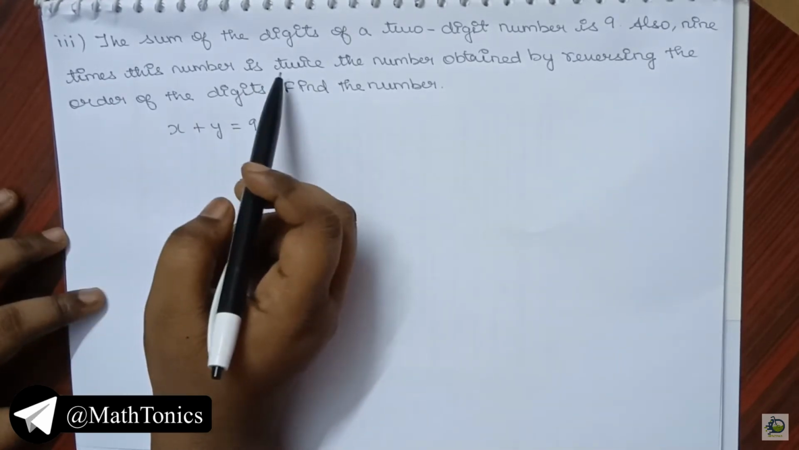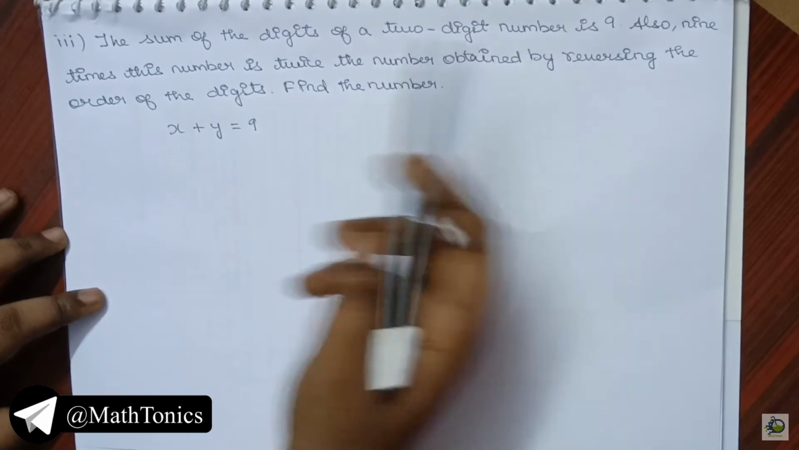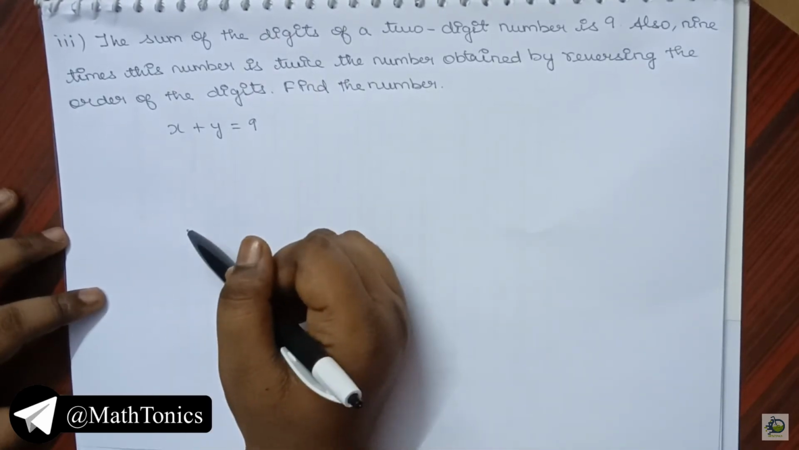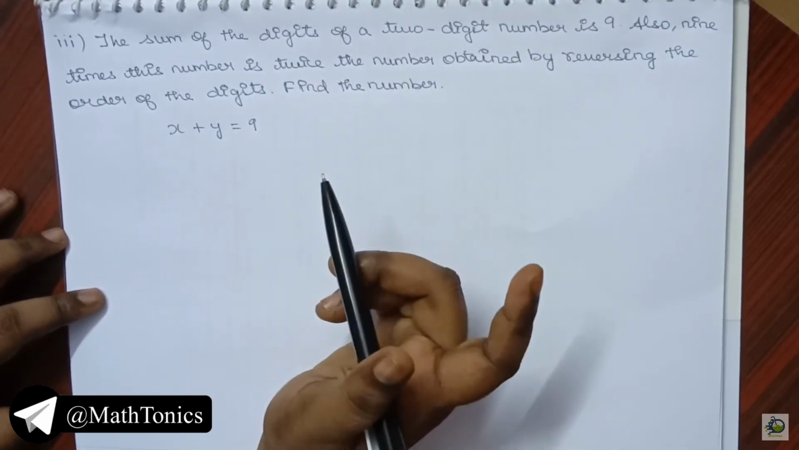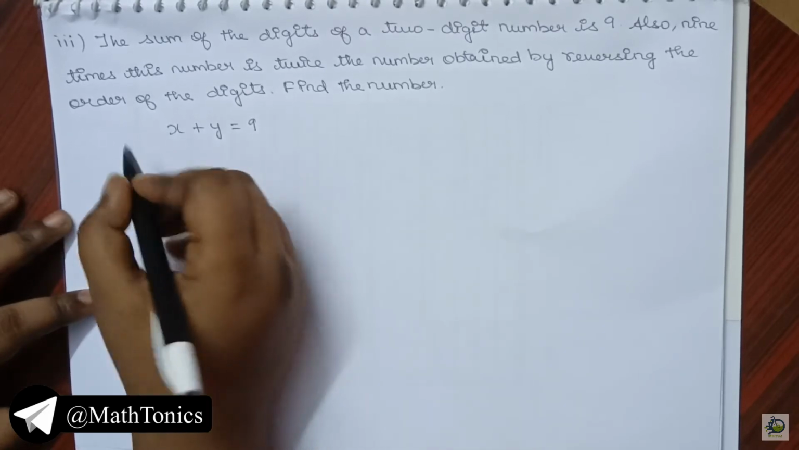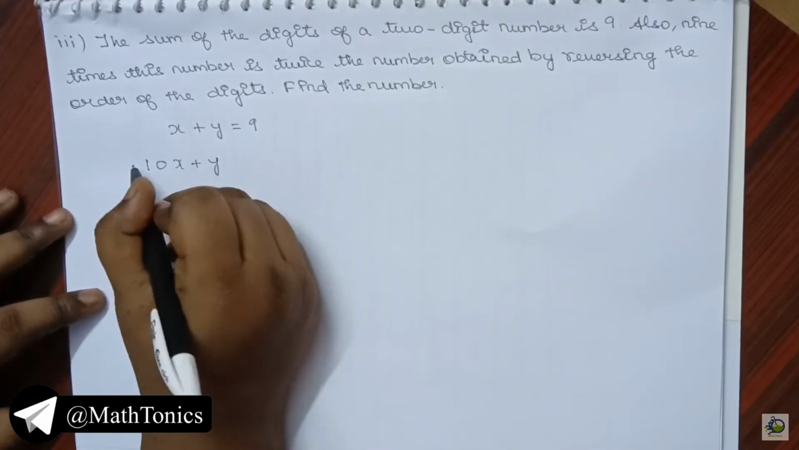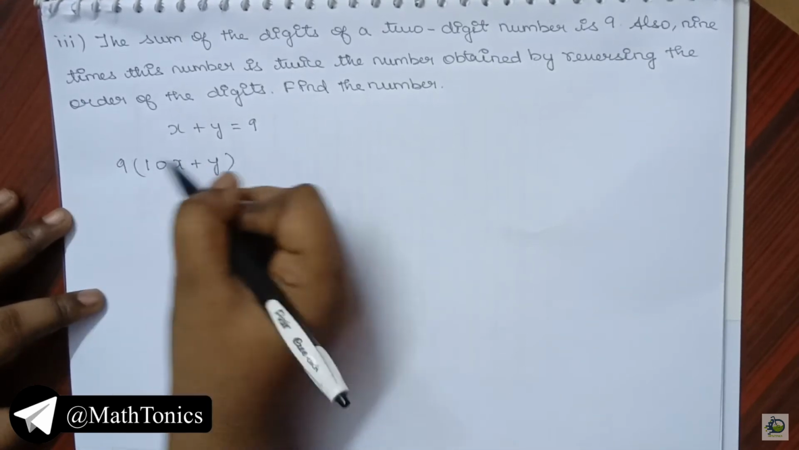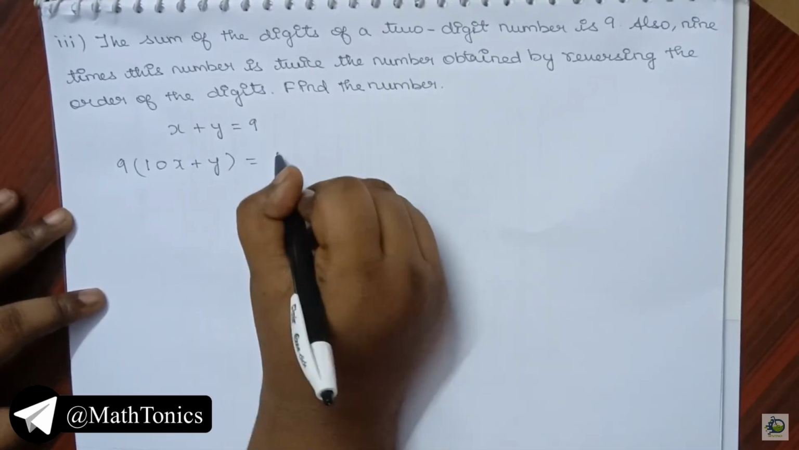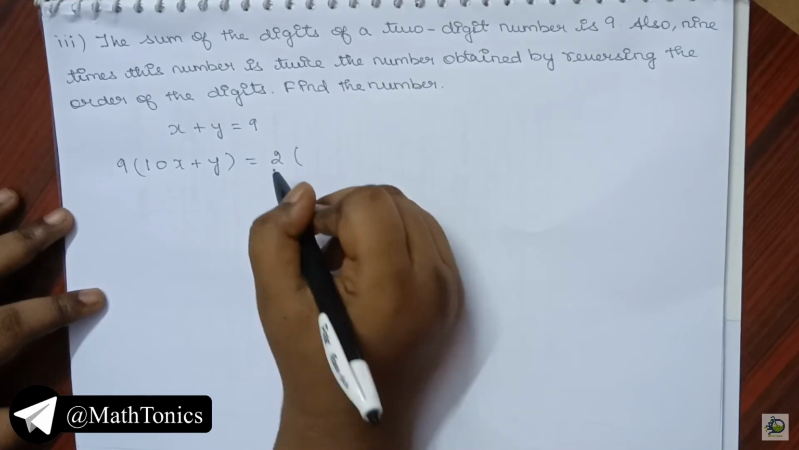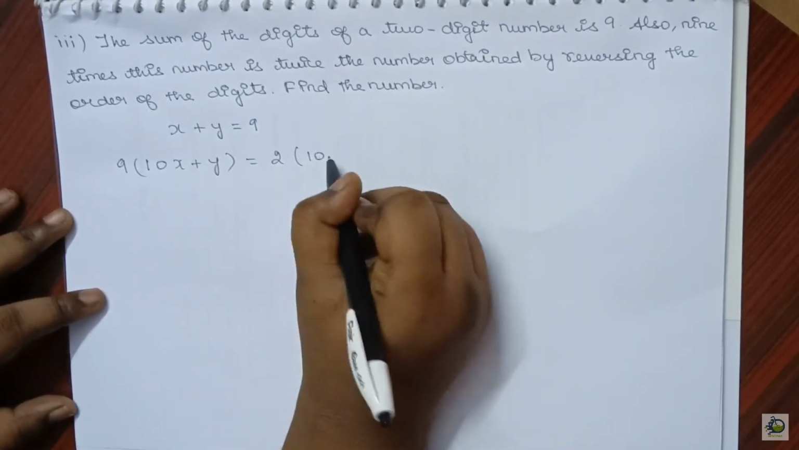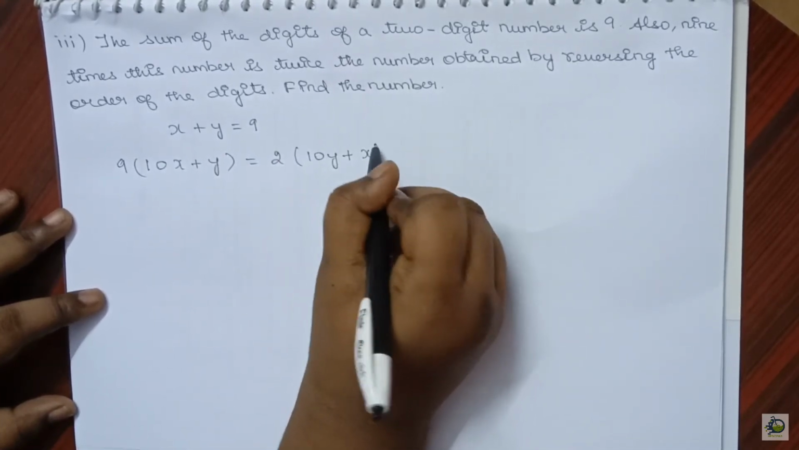Also 9 times this number is twice the number obtained by reversing the order of the digits. So the general formula for a 2-digit number is 10x plus y. So 9 times this number is equal to twice the number obtained by reversing the order. So it becomes 10y plus x.